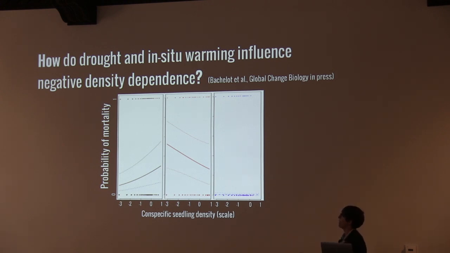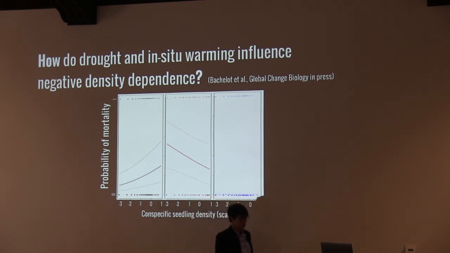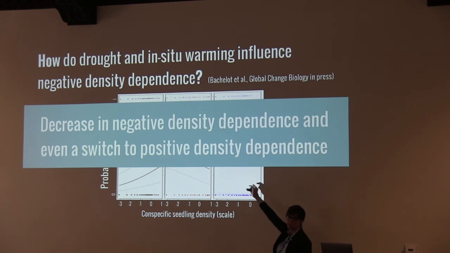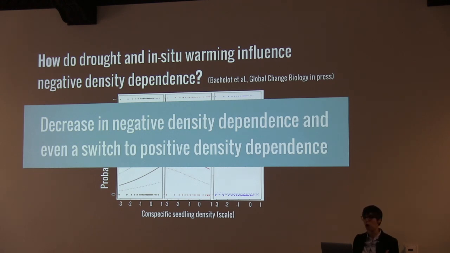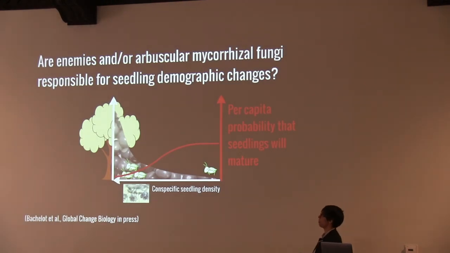So all this is telling us is that in the absence of change in climate, you get the typical negative density dependence, but when you have drought or warming, you actually get a decrease in negative density dependence that even switches to positive density dependence in the case of the warming treatment, which is very exciting in a way, because it's a very strong effect. But it's also kind of scary, right? Because if you remove negative density dependence, that might be very bad for the coexistence and for the future of our forest. So, well, what could that be?